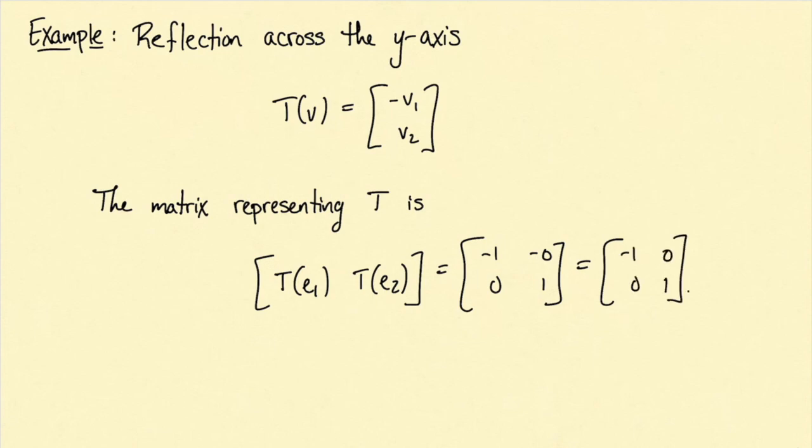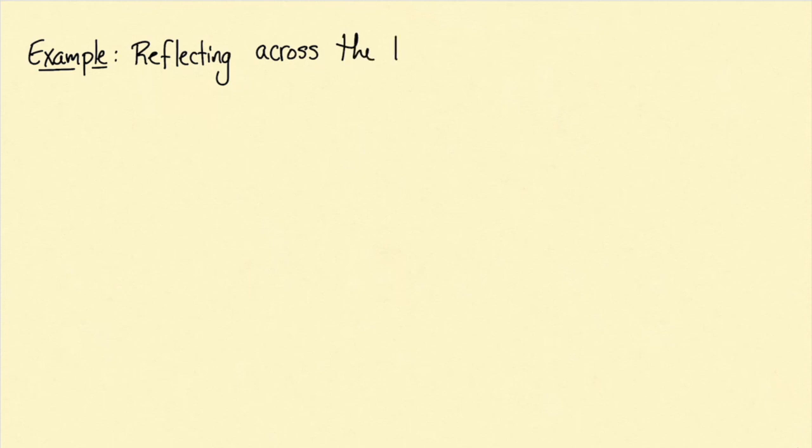Our final example will be reflecting across the line y equals x. This is an important reflection. If you remember back to a calculus class, the way that you obtain the graph of an inverse from the original function is you take the reflection of the original graph across the line y equals x. For example, if you want the graph of the logarithm, you take the exponential reflected across the line y equals x.